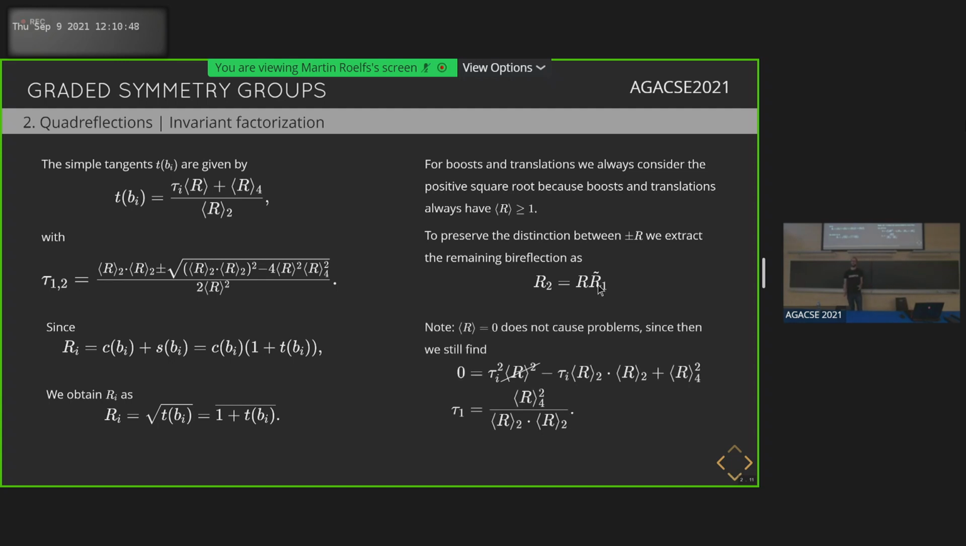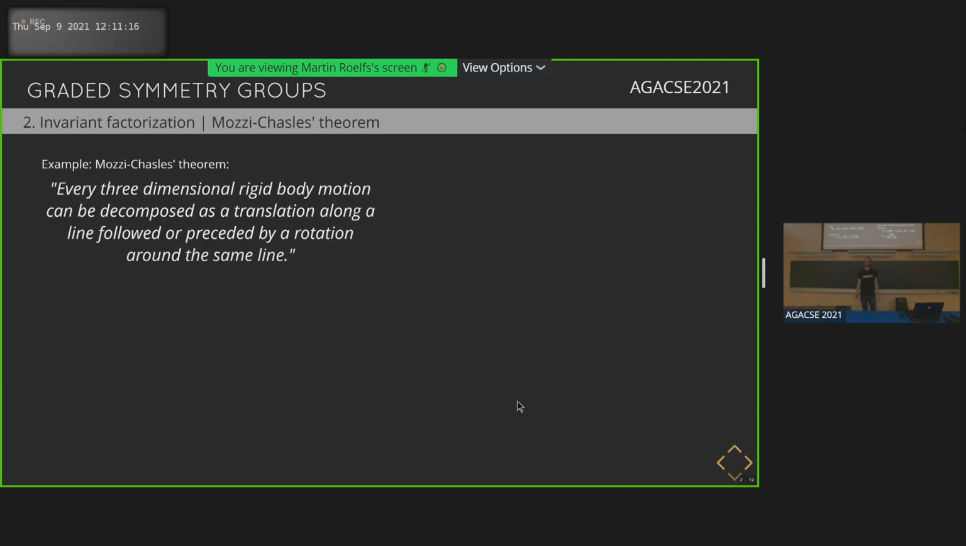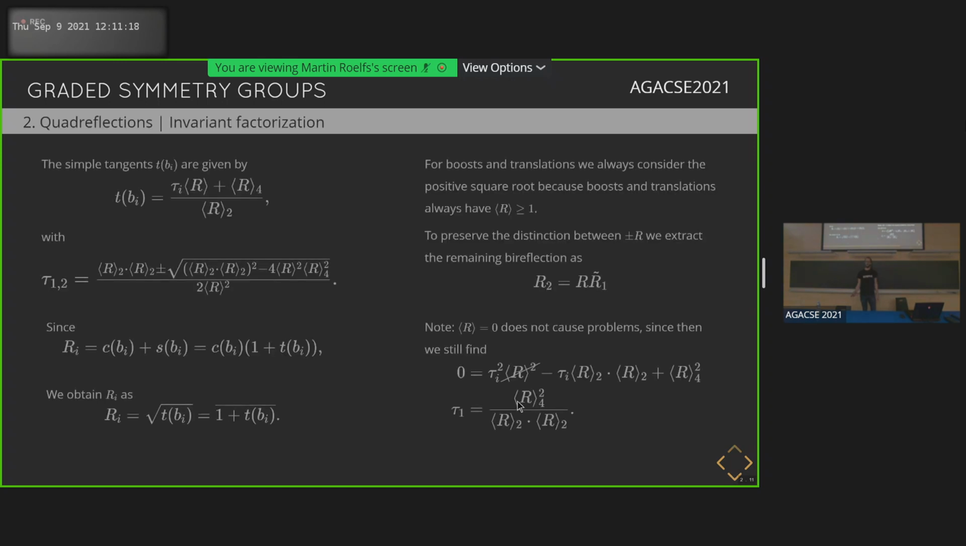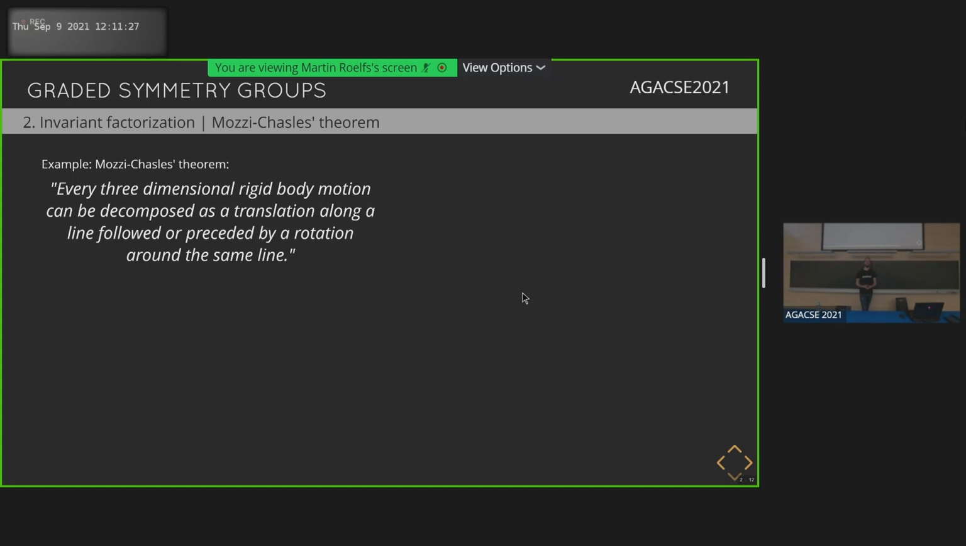And it's also important to note that if the scalar part of R is 0, that doesn't cause problems for this algorithm, because this term in our order 2 polynomial drops out first. So I just have a linear equation to solve. I can just solve for tau 1, extract my first tangent function, and then use this trick here to get the remainder. So that brings me again to the simplest example, that of Mosley-Schell's theorem.